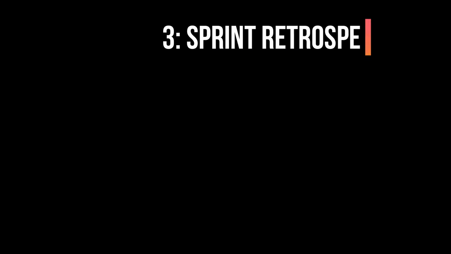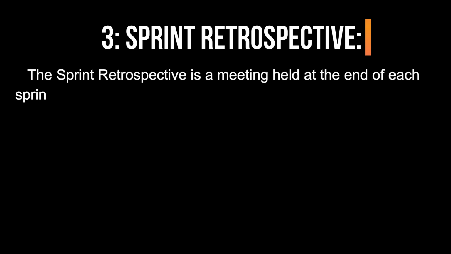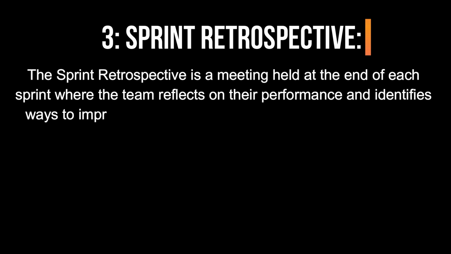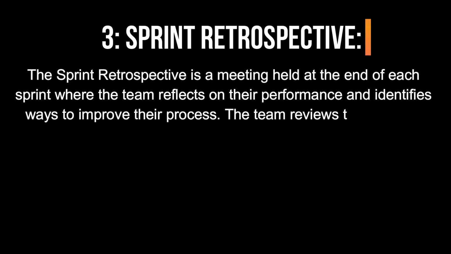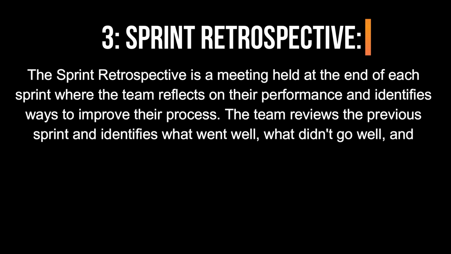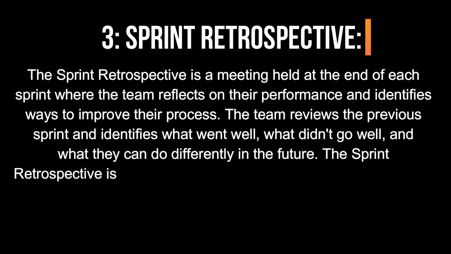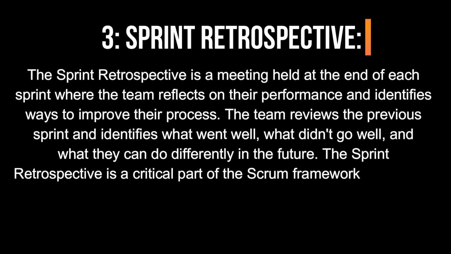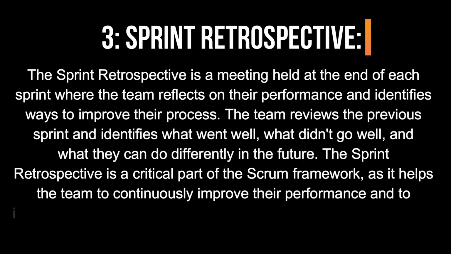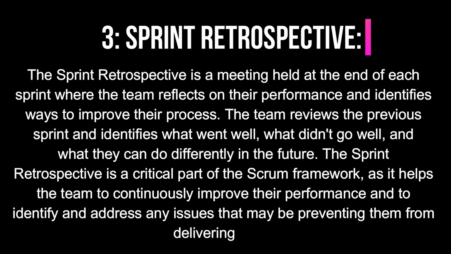3. Sprint retrospective. The sprint retrospective is a meeting held at the end of each sprint where the team reflects on their performance and identifies ways to improve their process. The team reviews the previous sprint and identifies what went well, what didn't go well, and what they can do differently in the future. The sprint retrospective is a critical part of the Scrum framework as it helps the team to continuously improve their performance and to identify and address any issues that may be preventing them from delivering value.